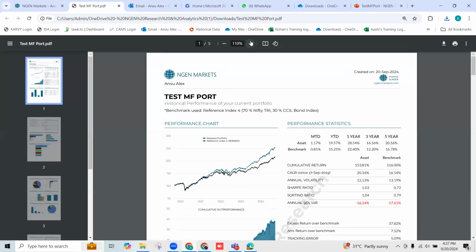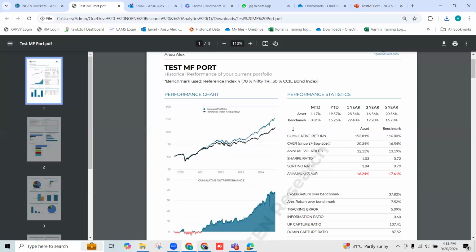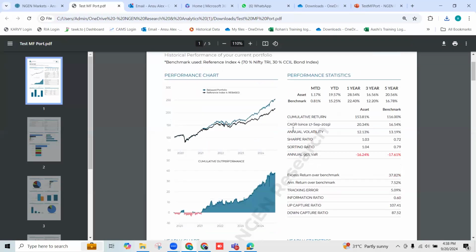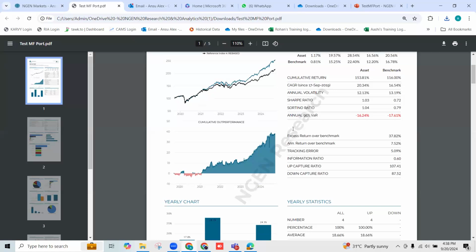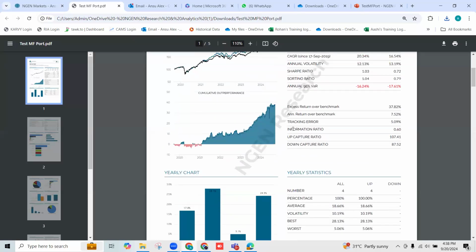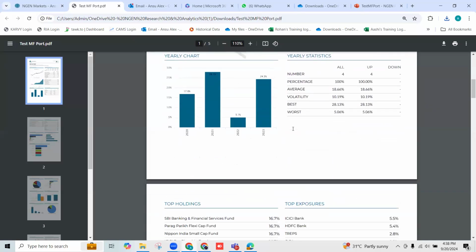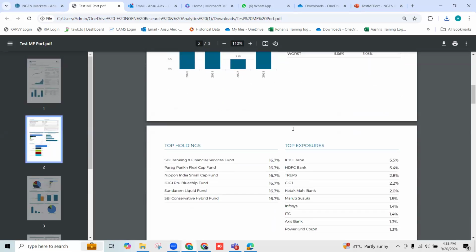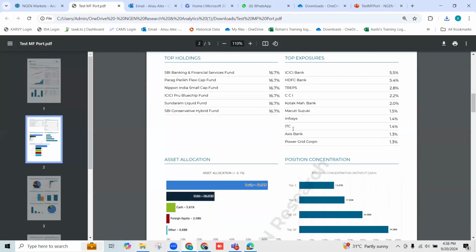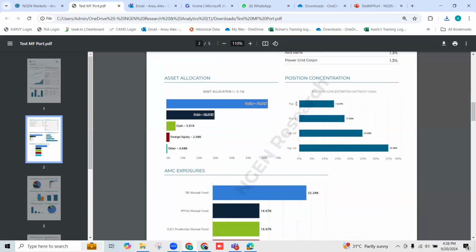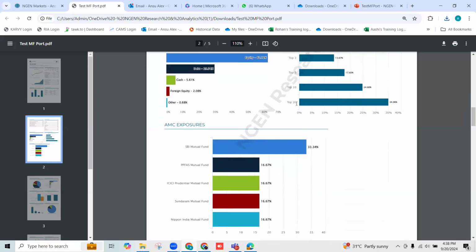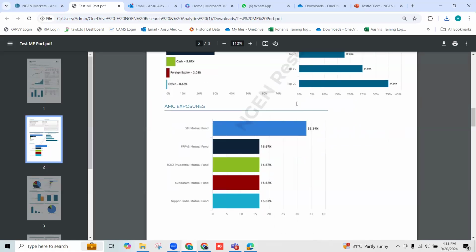So this is a portfolio level PDF. First page showing you the portfolio performance against that of the benchmark, the yearly performance of the portfolio. Then comes in the asset allocation, letting you see the top holdings, top exposures, asset allocation, AMC exposure, letting you see which AMC is heavily weighted towards your portfolio.